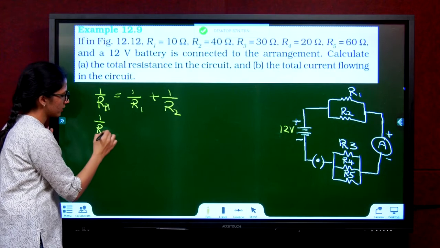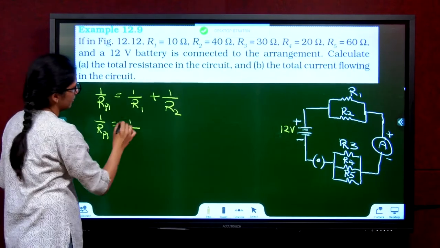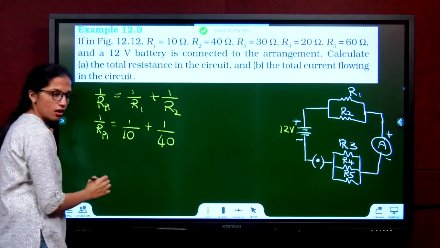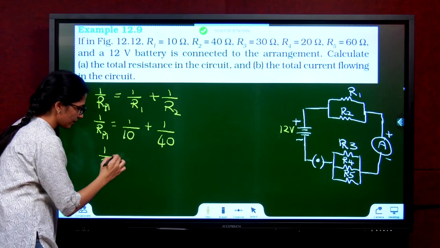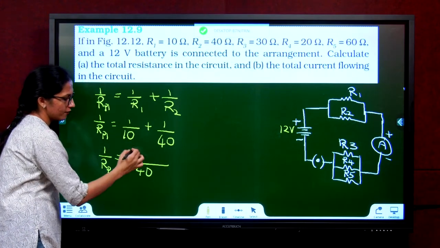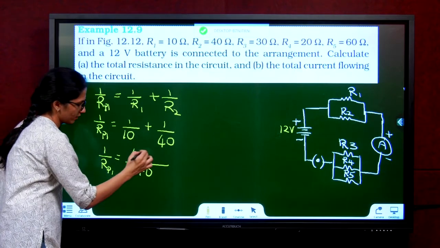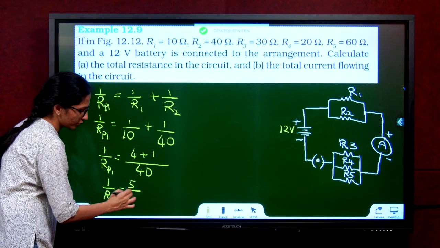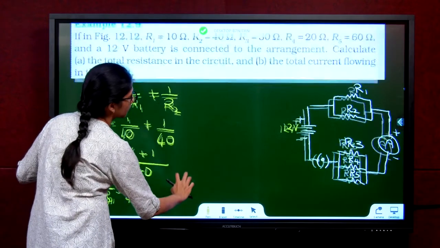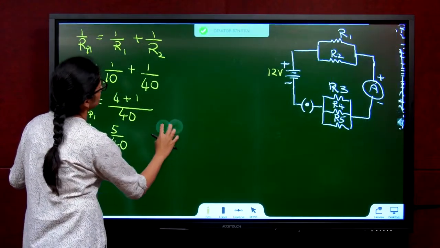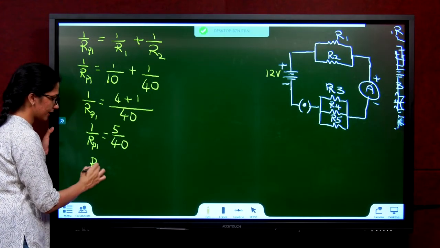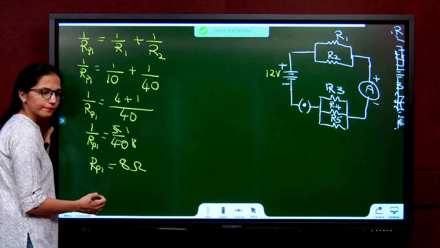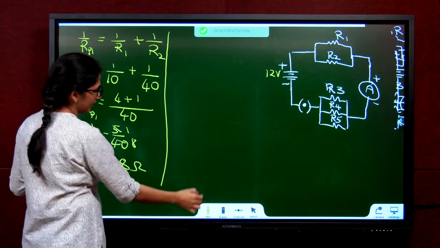1 by RP1 is 1 by R1 plus 1 by R2. What is R1? 10. What is R2? 40. 1 by RP1, LCM here is 40. 10 fours are 40, and this one will remain as it is. 1 by RP1 is 5 by 40. Taking reciprocal, RP1 is 8 ohm. Do you agree? Now, we will do the RP2 part.